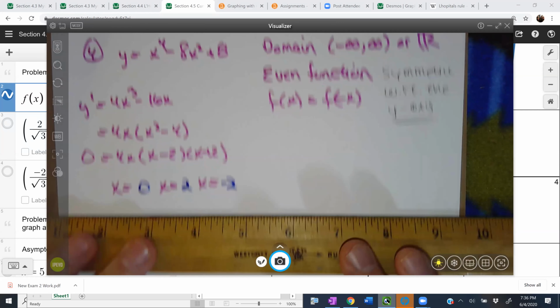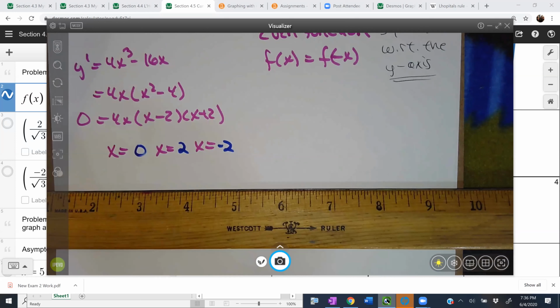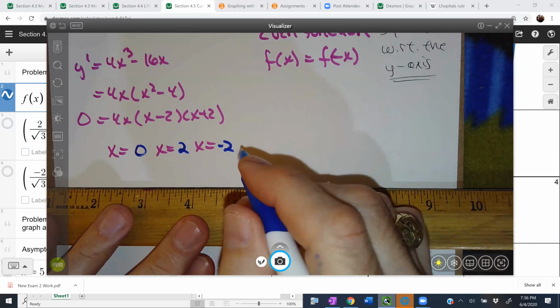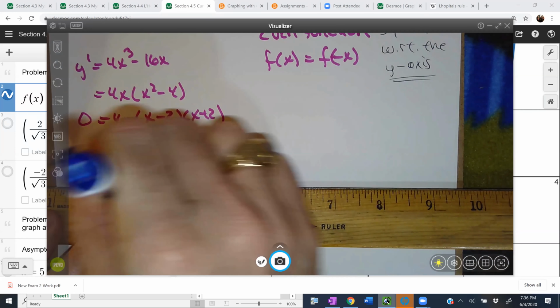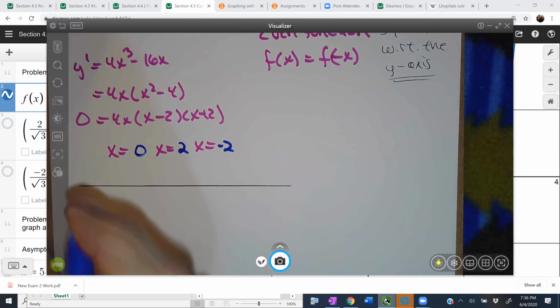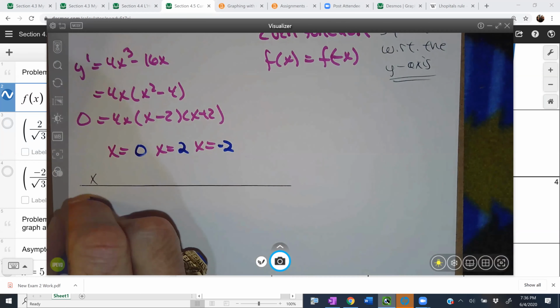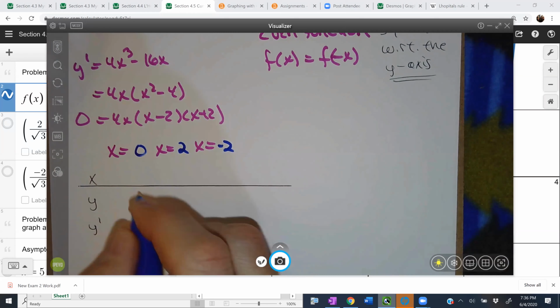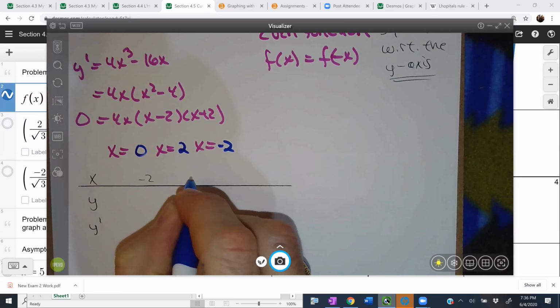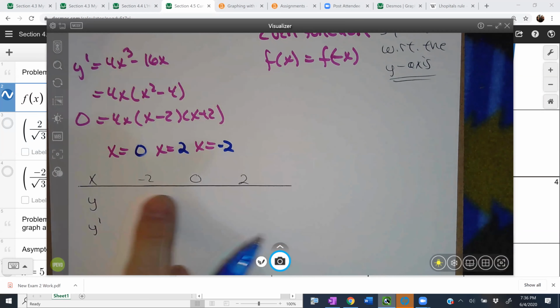Now this might be overkill for this one because we can just look at the graph and kind of tell what's going on. Let's just see that it works. x, y, and y prime. I've got points at negative 2, 0, and 2. Make sure you list those in order. If you list them in opposite order, it could really mess you up, be misleading.